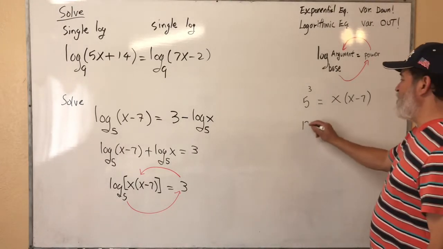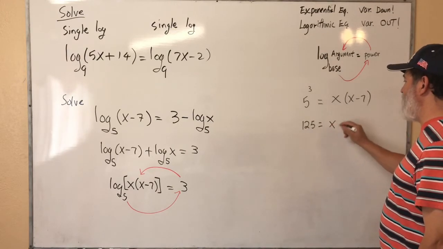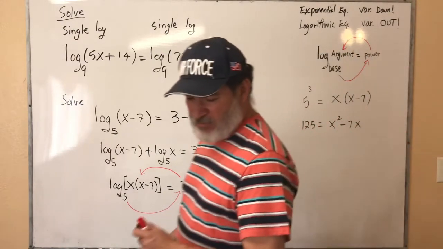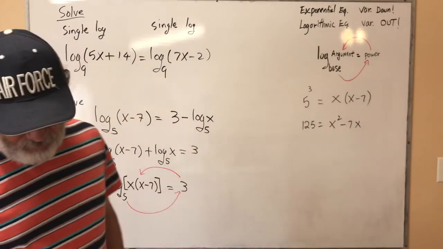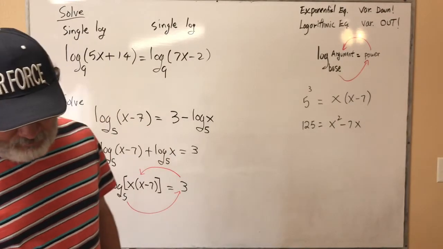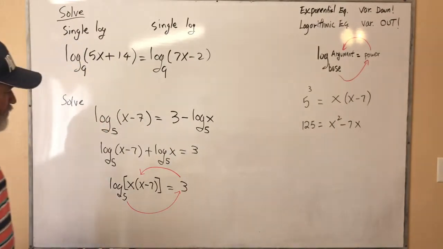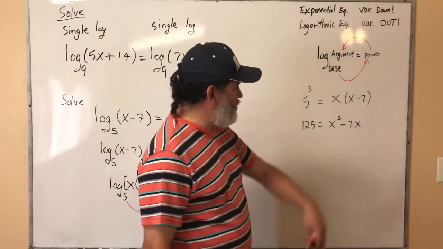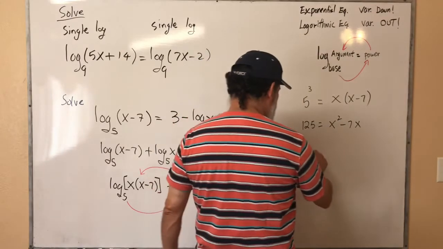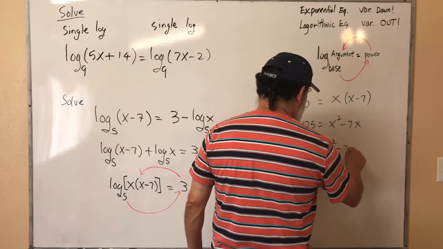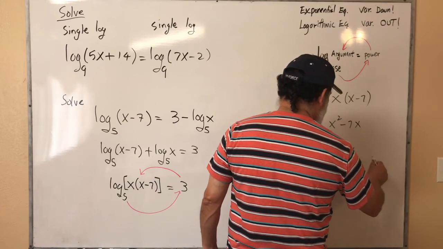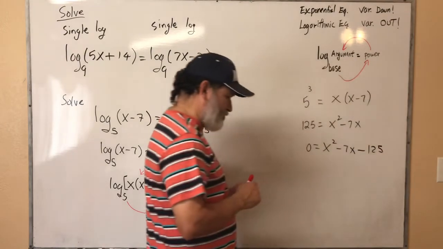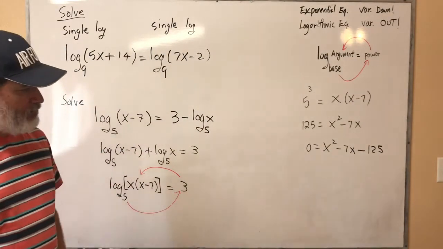So 125 equals x squared minus 7x. Right. Bring it over. So 0 equals x squared minus 7x minus 125.